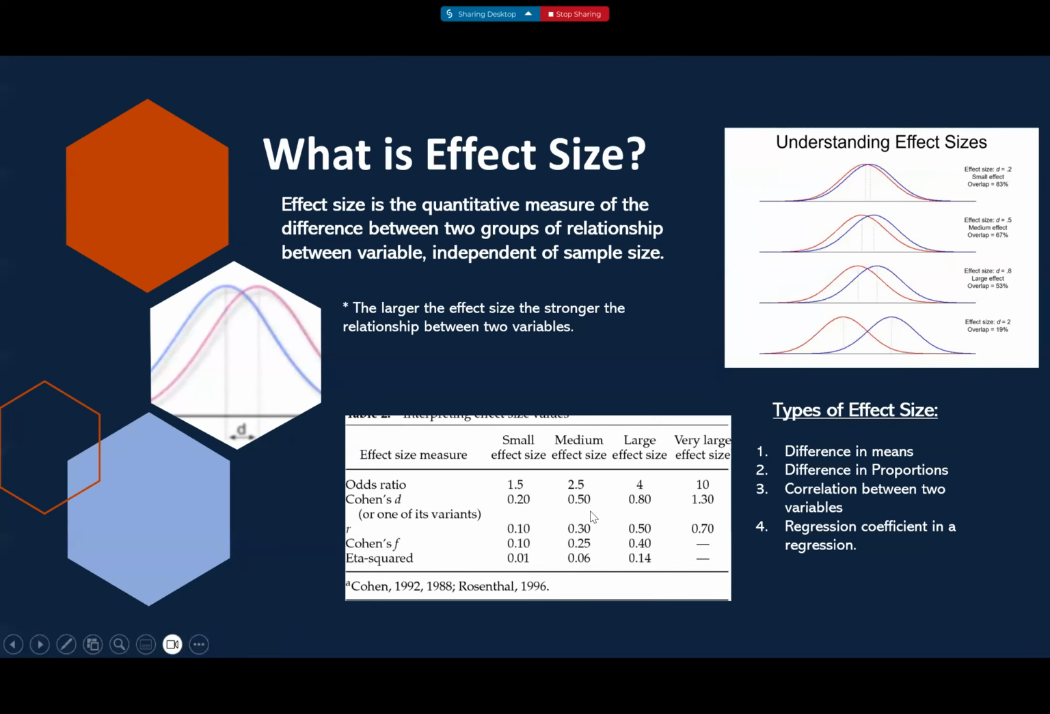So just a note here, the larger the effect size, the stronger the relationship between the two variables. If the effect size is small to medium, that means that you will need to enroll more subjects to find a significant result. And if the effect size is large, you do not need as many subjects.